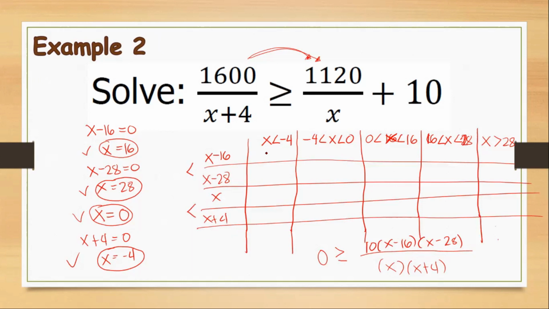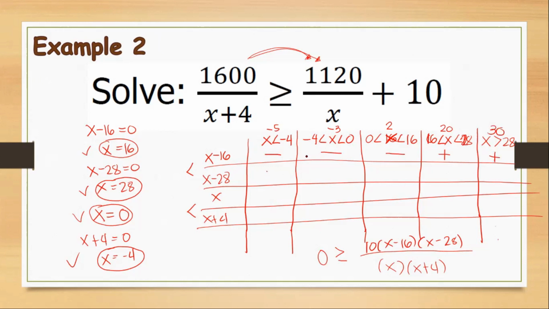If x is less than negative 4, we can take value negative 5. Negative 5 minus 16 is negative. We can take the value negative 3 here. Negative 3 minus 16 is negative. In this case, we can take 2. 2 minus 16 is negative. In this case, we can take 20. That's between 16 and 28. So 20 minus 16 is positive. Then greater than 28, it's obviously positive. We can use 30 here. Let's try with this one.